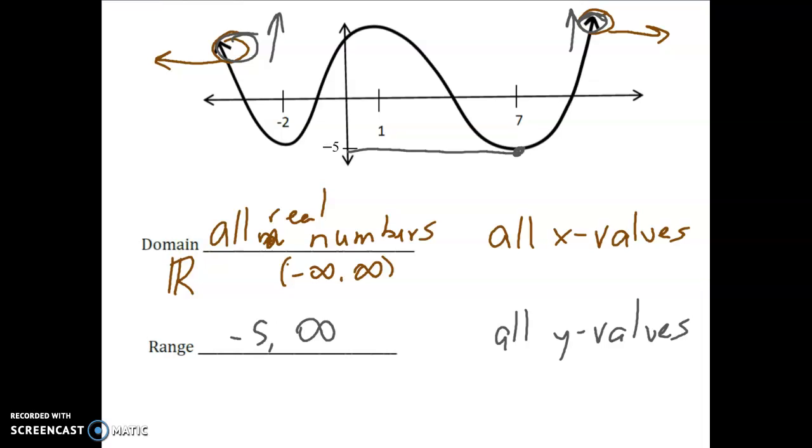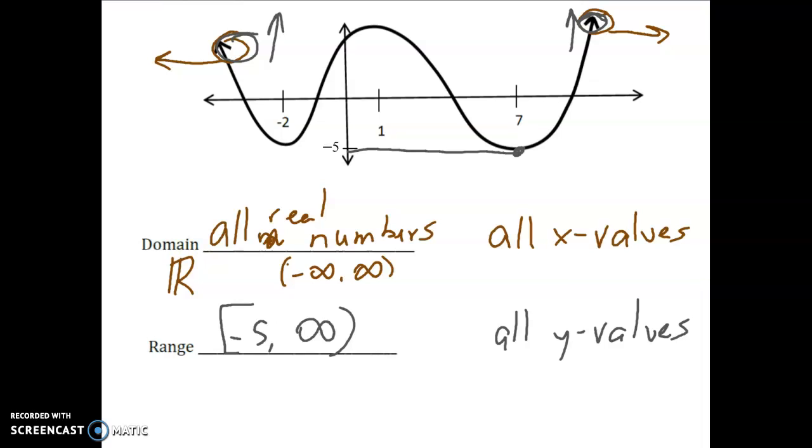Well, at -5, do you guys see that the graph actually reaches -5 at that minimum value right there? So I'm going to put a bracket on that, but I still put a parentheses on infinity because I can never actually reach infinity no matter how high up I go.